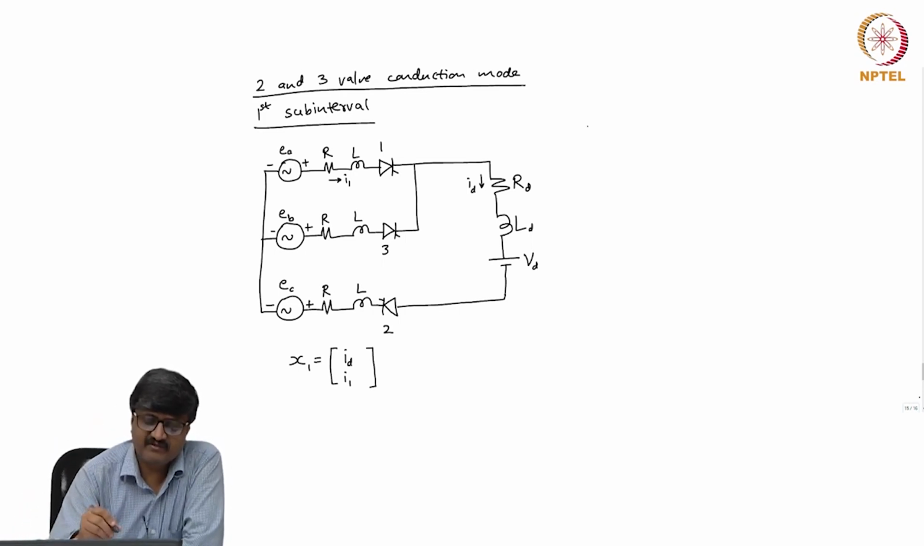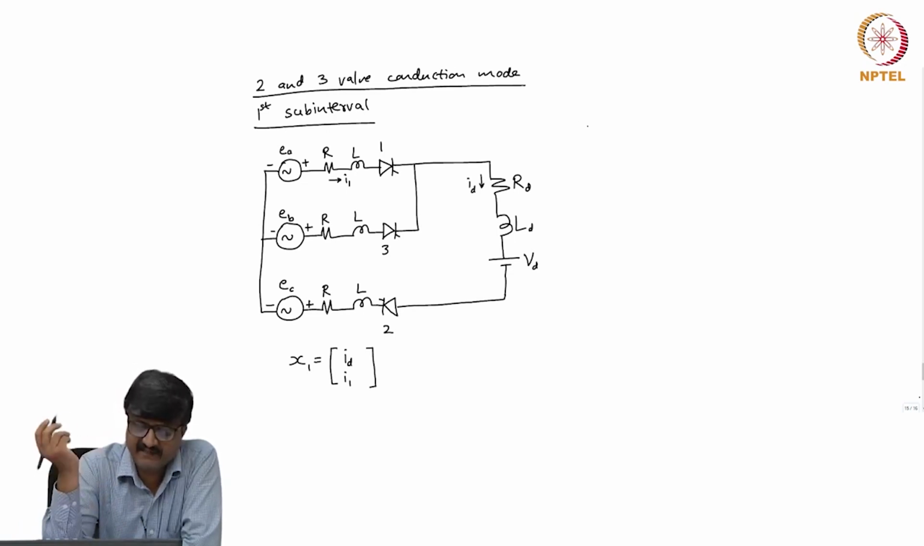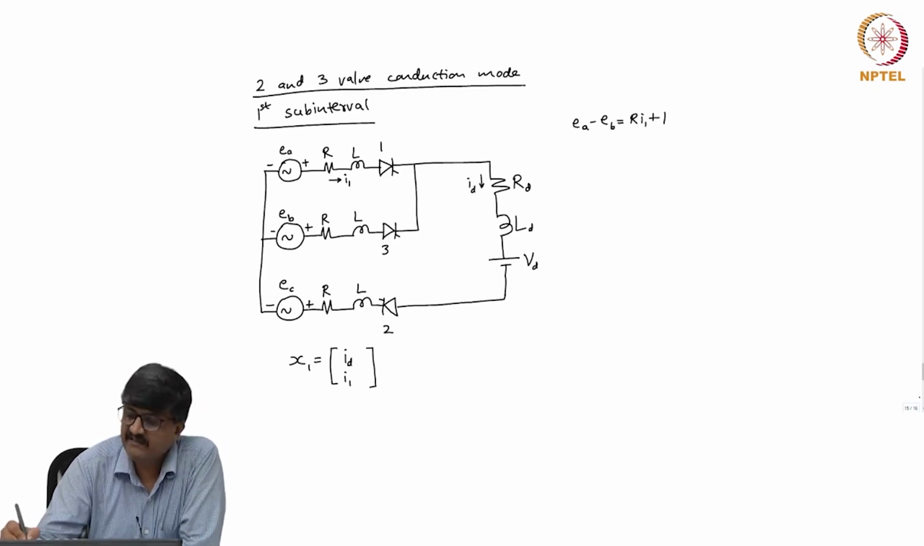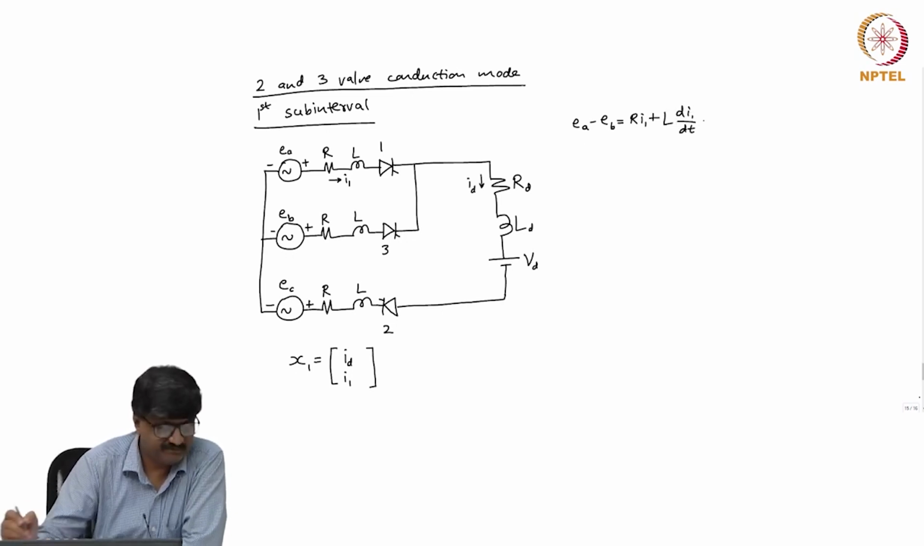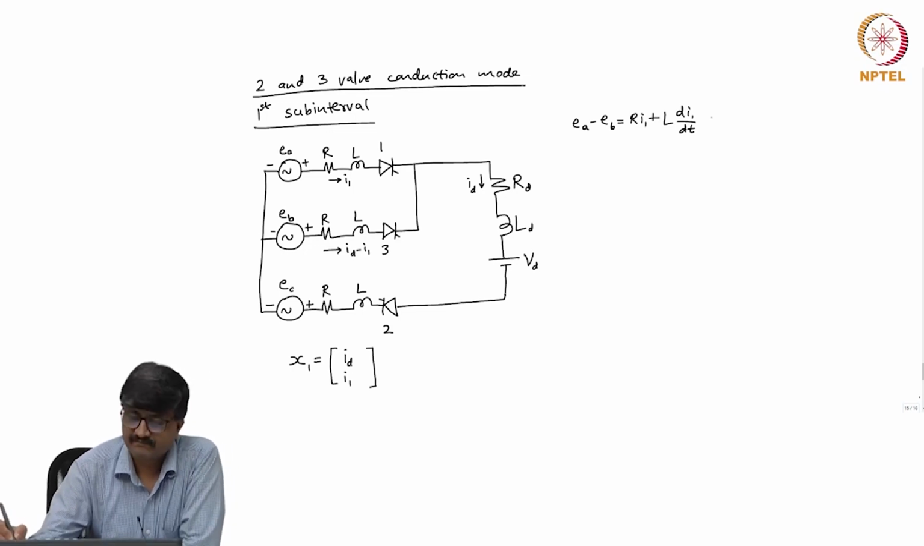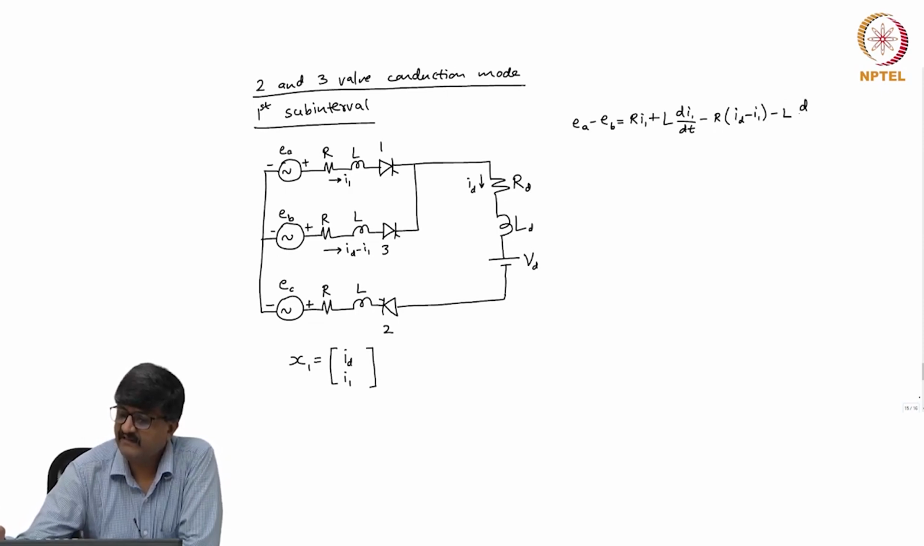So, if I take the loop consisting of EA, EB, R and L in series with EA, R and L in series with EB and the valves 1 and 3, then I have by Kirchhoff's voltage law EA minus EB is equal to R I1 plus L dI1 by dt. So, if I take the current here, this is ID minus I1. Minus R (ID minus I1) minus L d by dt of (ID minus I1).